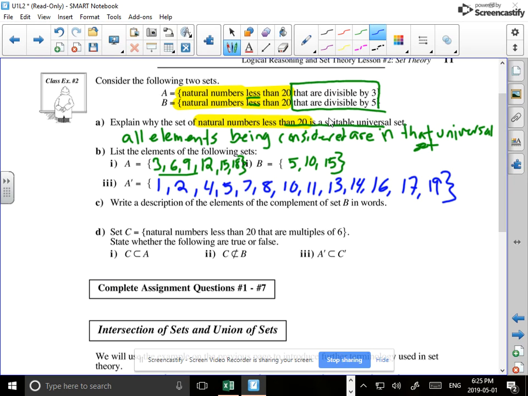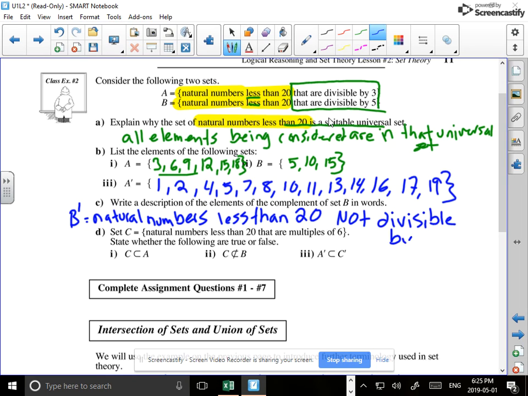Then it's asking, write a description of the elements of the complement of set B in words. So the complement of set B, or B prime, we could write them all out. There's a lot of them. Or we can say natural numbers, so that's our counting numbers, natural numbers that are less than 20 not divisible by 5. So that's in words. We can always say those things in words.